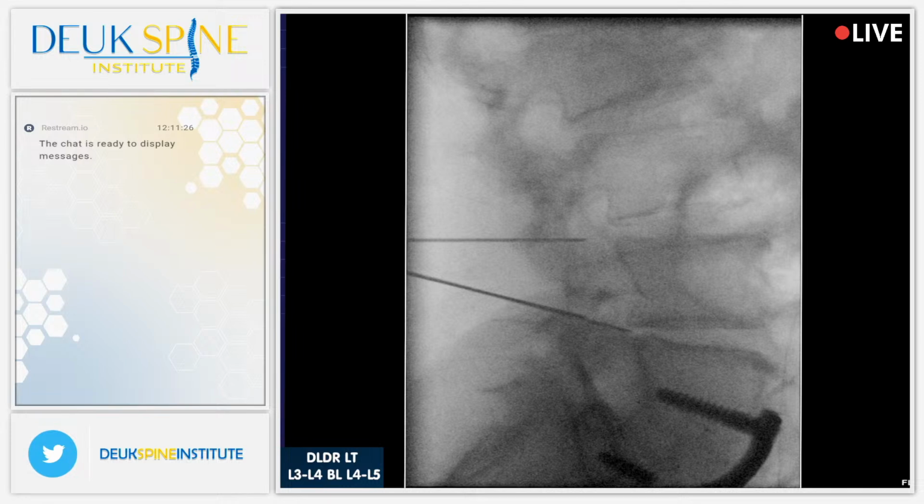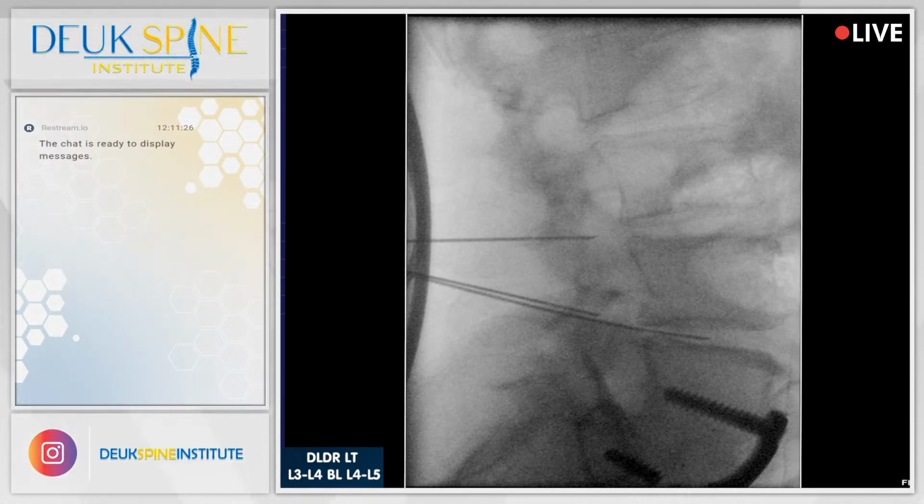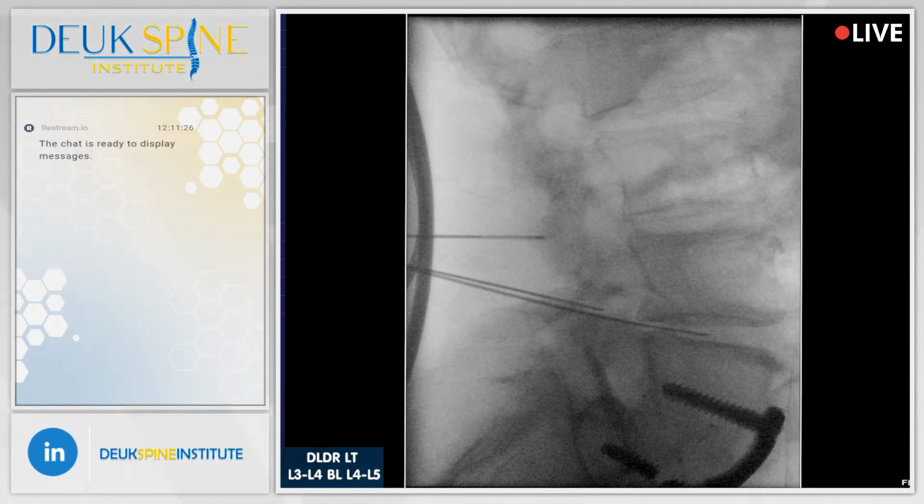All right, welcome back. We are at a place now where we're going to advance our spinal needles into the spine. And once that's done, we'll be able to do the actual surgery. So I've passed the shot. I've passed the L4-5 left-sided needle. Shot.